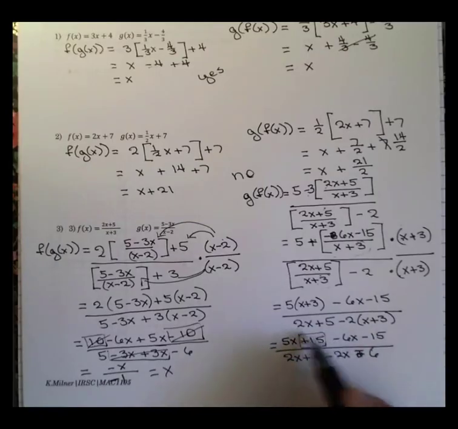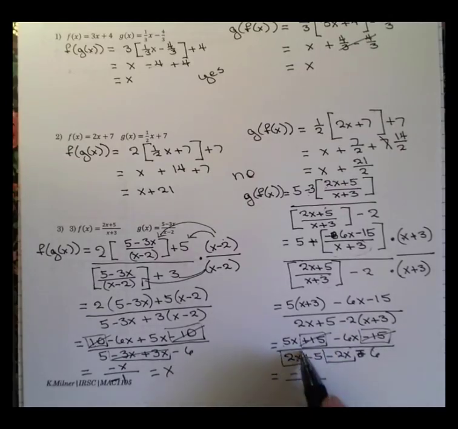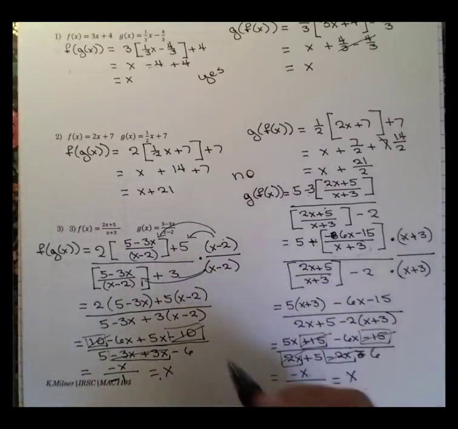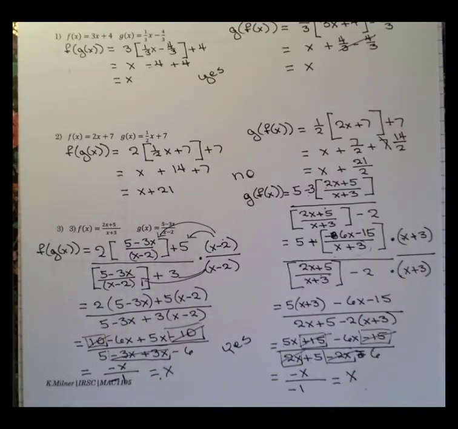All right, let's see what we can clear. I have a positive 15 and a negative 15 in the numerator, so those go away. And I have 5x minus 6x, or negative x. Down here, it looks like I have a negative 2x and a positive 2x. And I have 5 minus 6, which is negative 1. Once again, it looks like it's just x. So both of these actually solved to x. In other words, the composition functions came out to x for both of them. So are they inverses of each other? The answer would be yes, they are.